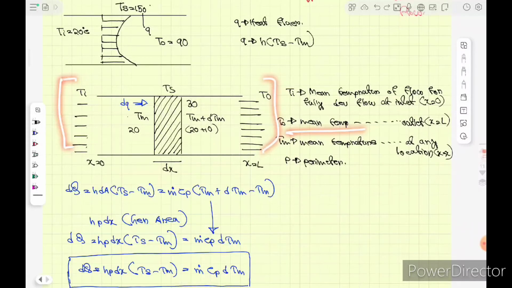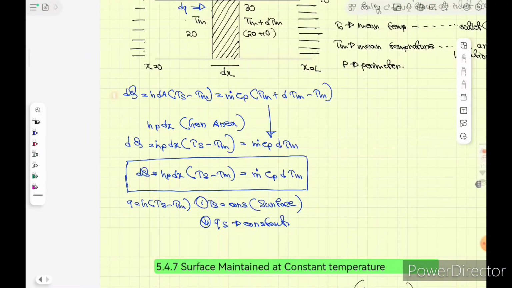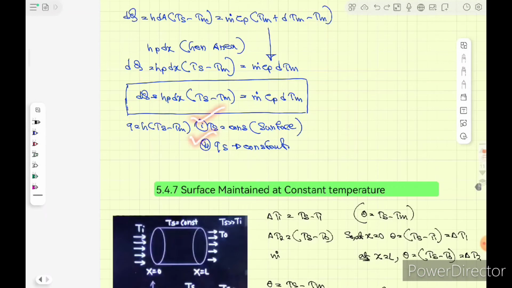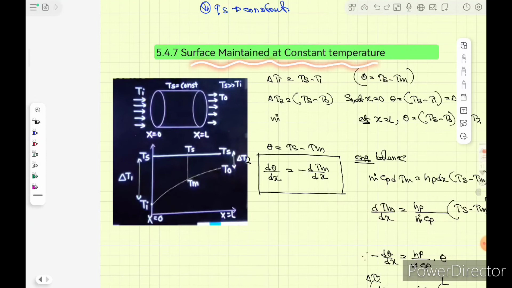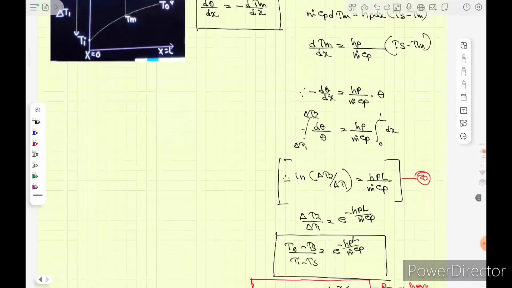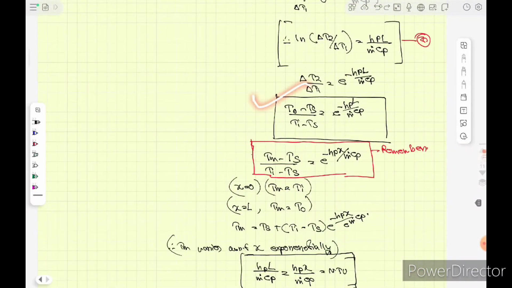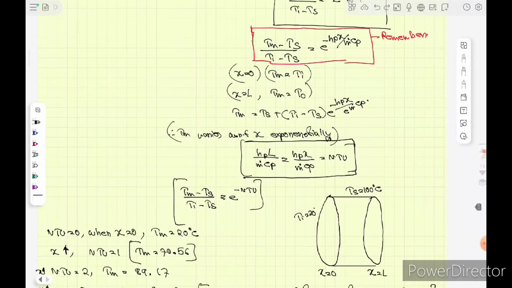P equal to perimeter. From the dQ equal to this equation we are just putting here, and from that there are two conditions that we are getting. Ts equal to constant, surface temperature constant, and Q, that is heat flow, is also constant. At x equal to 0 the temperature is Ti, then we do the energy balance from Ts, and from there we get T0 minus Ti by Ts. This is the equation. And hPx at x equal to 0, Tm equal to Ti initial, and at x equal to L, Tm equal to T outer, so this equation.